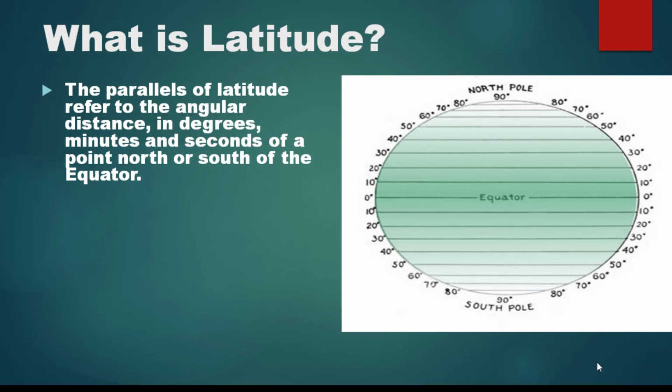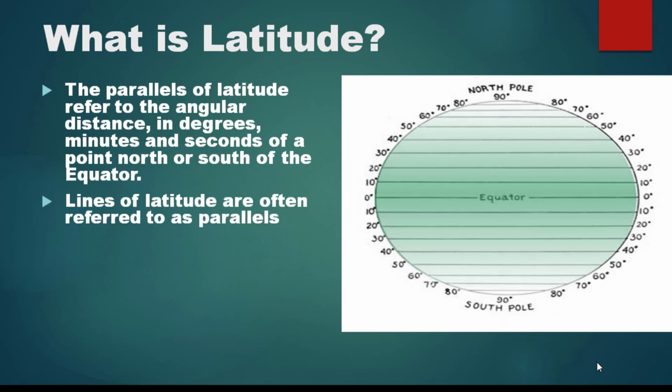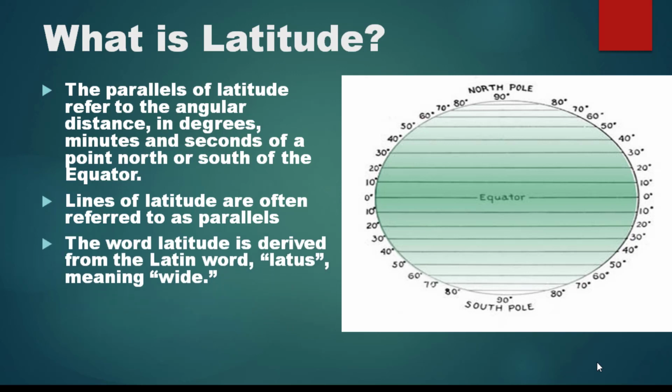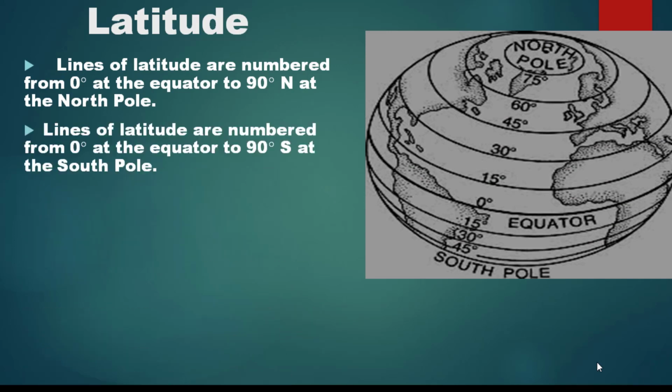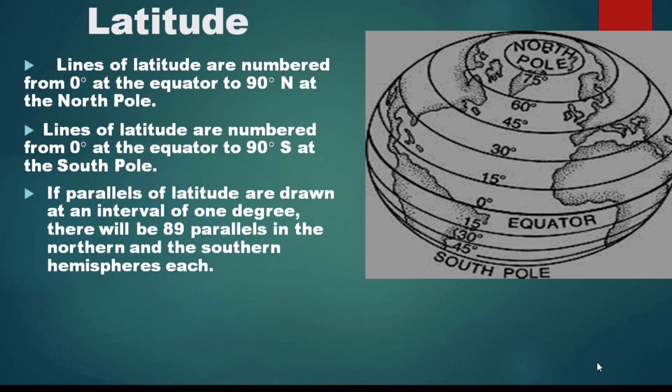The parallels of latitude refer to the angular distance in degrees, minutes, and seconds of a point north or south of the equator. Lines of latitude are often referred to as parallels because they run parallel to each other. The word latitude is derived from the word latus, which means wide. Lines of latitudes are numbered from 0 degree at the equator to 90 degree north at the North Pole. Similarly, from 0 degree at the equator to 90 degree south at the South Pole.